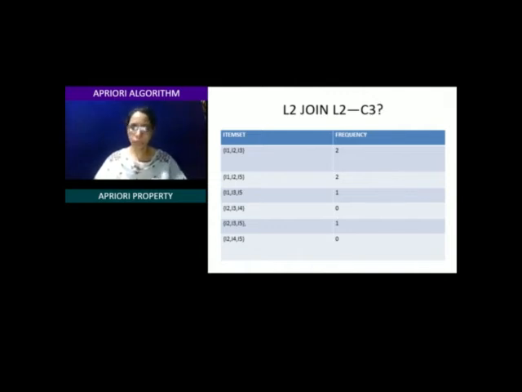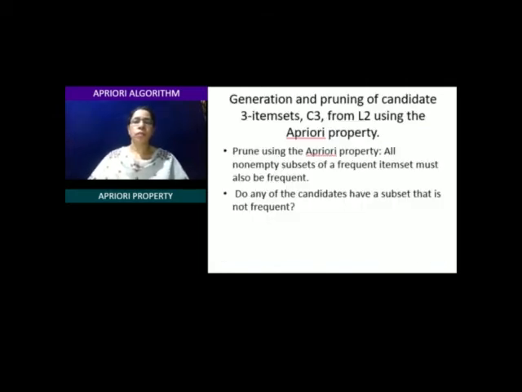Now we will see how pruning is possible. For pruning, we are using the a priori property: all non-empty subsets of a frequent item set must also be frequent. That means if an item set is not frequent, then surely its superset will not be frequent. That property is used here. When we use that property, some of the candidates can be removed because they are not frequent.